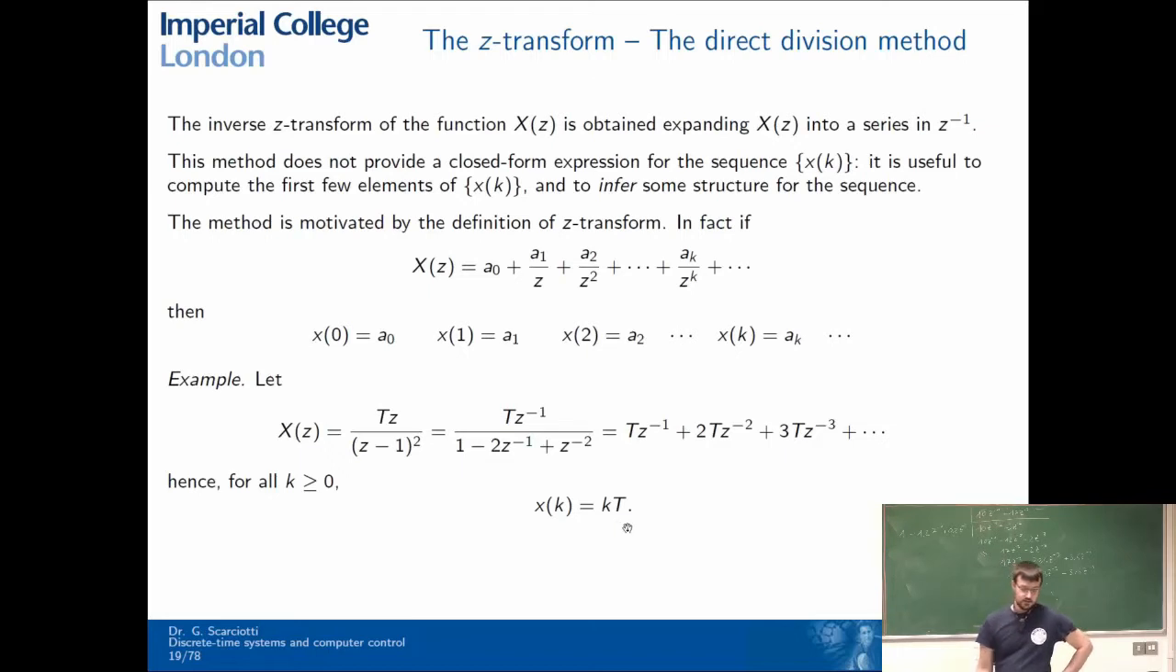And you recognize that this sequence is actually the sequence produced by k times t. So you see that only in very special cases you can actually look at the sequence and see that this is actually the sequence produced by this expression, by this function.